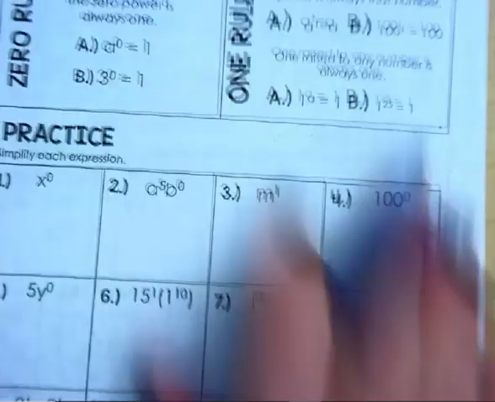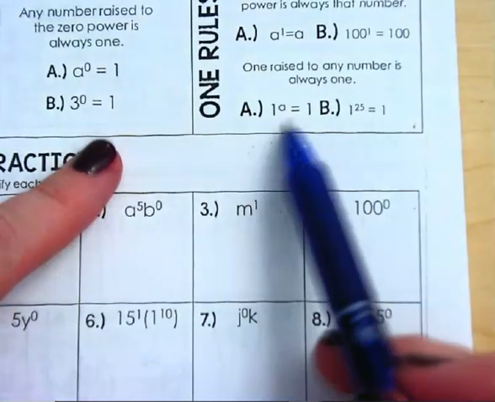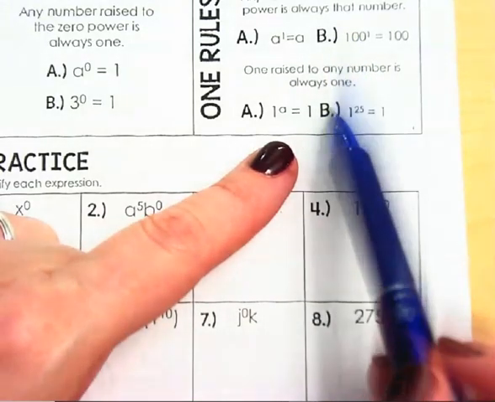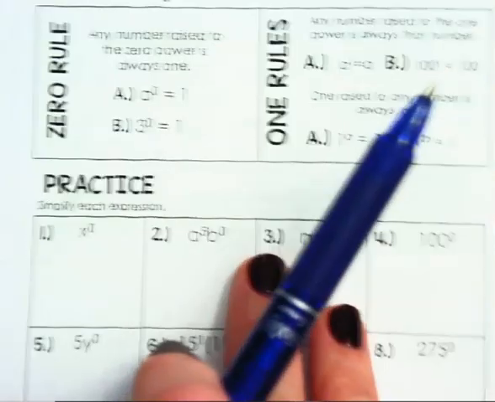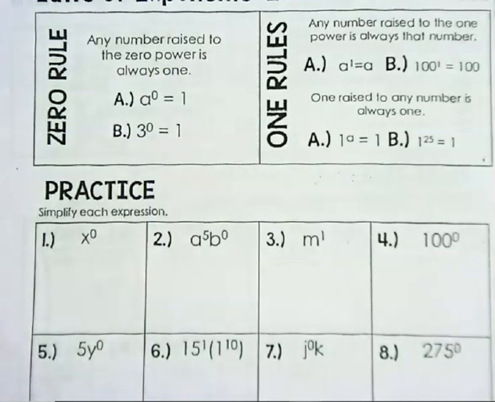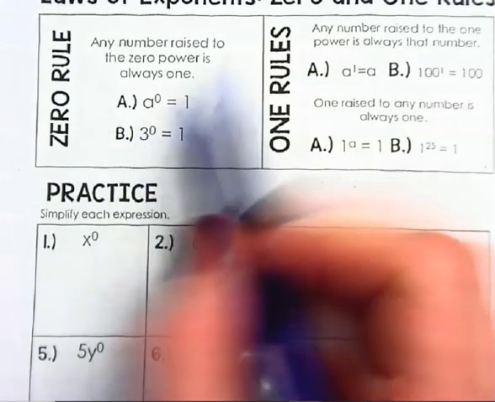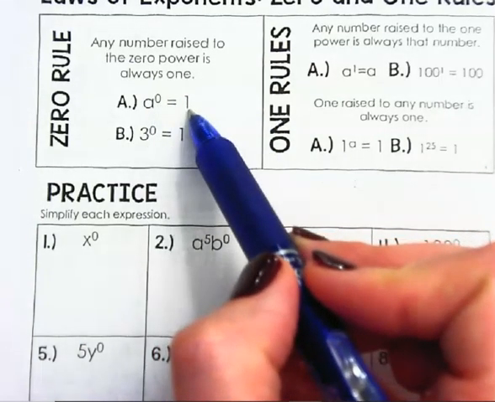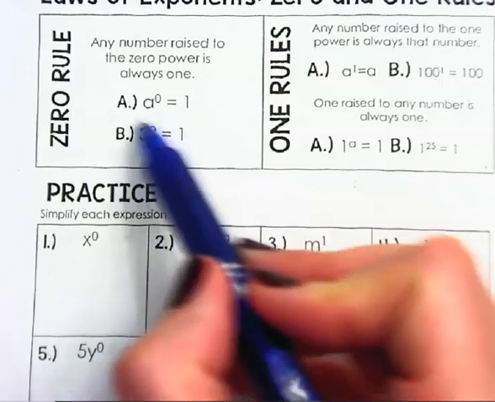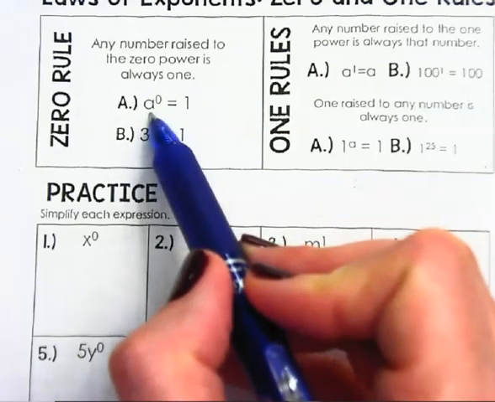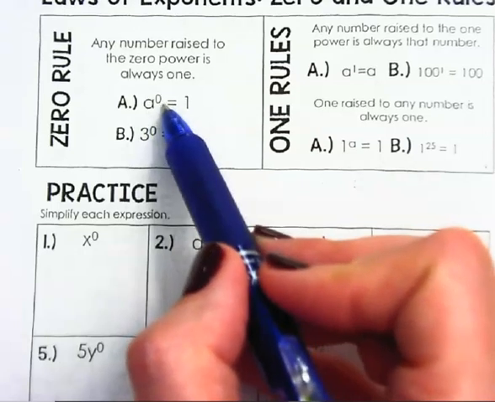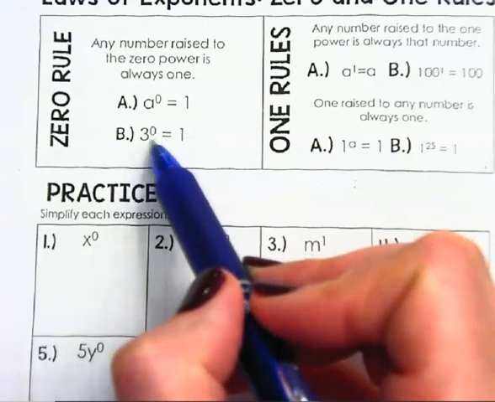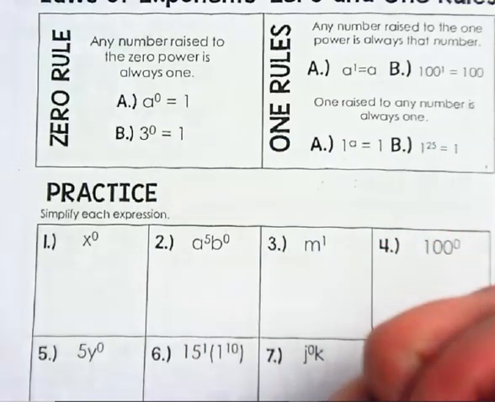On the next page, we have 2 main ideas, and the second one is broken up into 2 sub-ideas. So for the first one on the left, the 0 rule. The 0 rule says that any number raised to the 0 power is always equal to 1. It simplifies to 1. So here my base is a variable, doesn't matter. Its power is 0, so its answer is 1. Here the base is a number, raised to the 0, always equals 1.